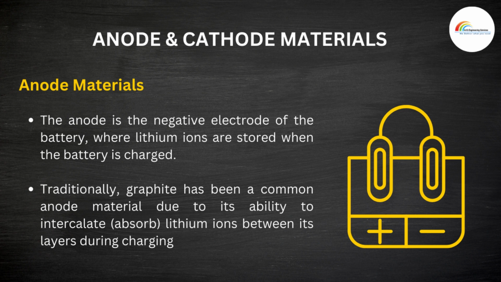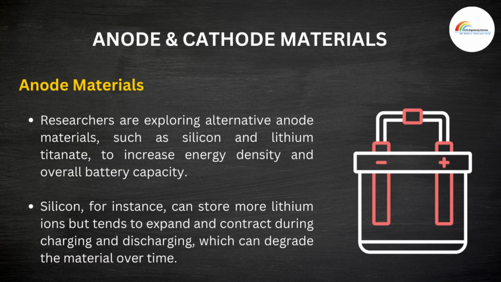Challenges with graphite. While graphite has served us well, researchers are now exploring alternative anode materials for several reasons. One promising alternative is silicon. Silicon can store more lithium ions than graphite, offering the potential for increased energy density and overall battery capacity.